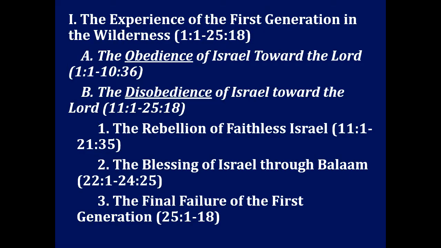And again, it creates such a striking contrast too when we come to chapter 25, because we have the final failure, if you will, of the first generation that comes in 25:1 and following. Notice with me, this is the sin of Peor. And while Israel remained at Shittim, the people began to play the harlot with the daughters of Moab, for they invited the people to the sacrifices of their gods, and the people ate and bowed down to their gods. So Israel joined themselves to Baal Peor, and the Lord was angry against Israel.